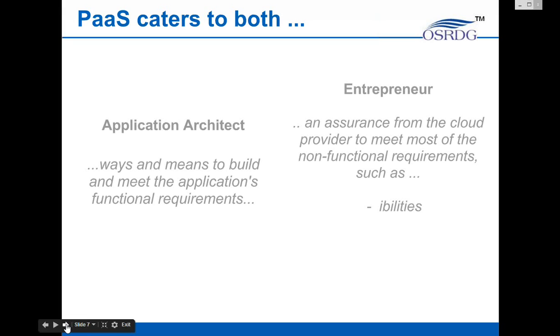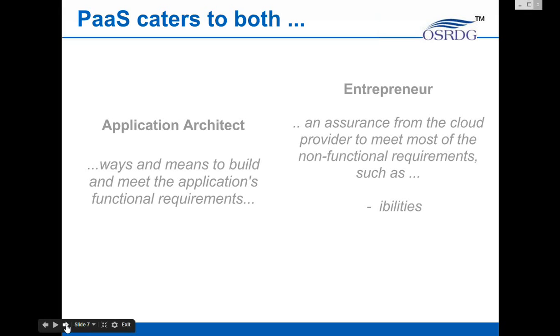Fine. PaaS caters to both. When you look at the scenario, an application architect looks for ways and means to build and meet the application's functional requirements. But that is not sufficient for an entrepreneur. What he needs is an assurance from the provider to meet most of the non-functional requirements, such as reliability, scalability, elasticity. You just name all the abilities which could not be met in early 2000, which caused the so-called dot-com burst.